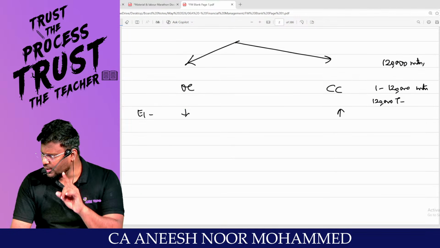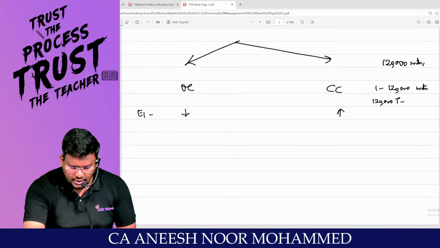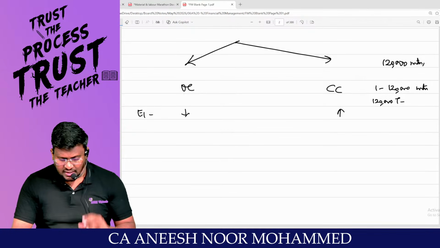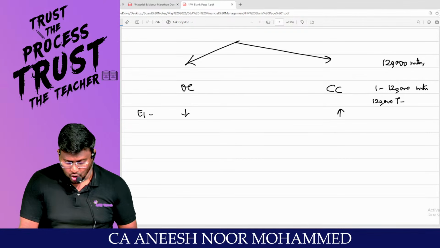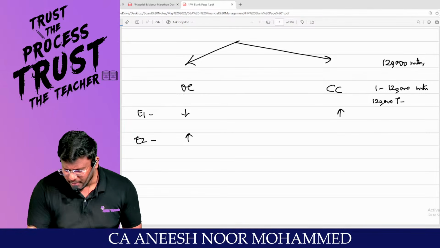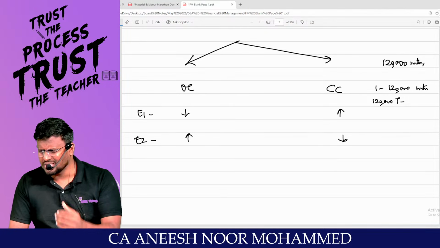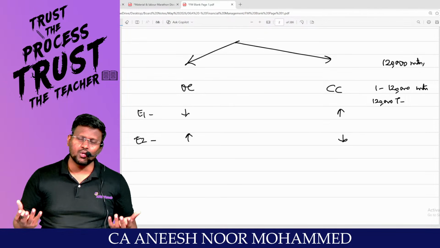This is scenario number 1. And scenario number 2 is, sir, 1,20,000 units I'm going to purchase in 1,20,000 shots. That's my extreme number 2. Then my ordering cost will be very high, whereas my carrying cost will be very less. Why is my carrying cost very less? Because I have to carry only 1 unit at a time.